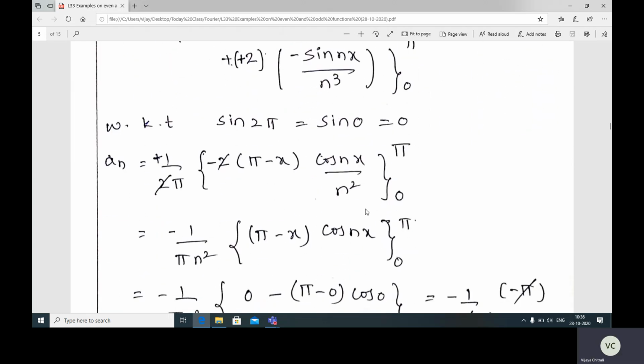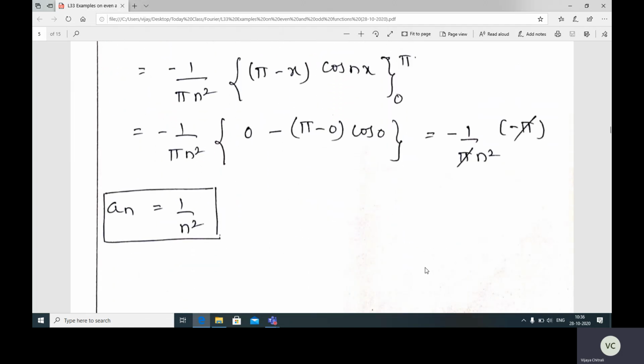Next, substitute limits for this. An is equal to, right? So these two get cancelled, right? And next, this n square, take it outside because it is free from x, right? Take it outside, minus 1 upon pi n square, (pi minus x) cos nx, limits vary from 0 to pi. Now substitute upper and lower limit. Upper limit always minus lower limit. In place of x substitute pi. Pi minus pi is 0. 0 into something is 0 over.